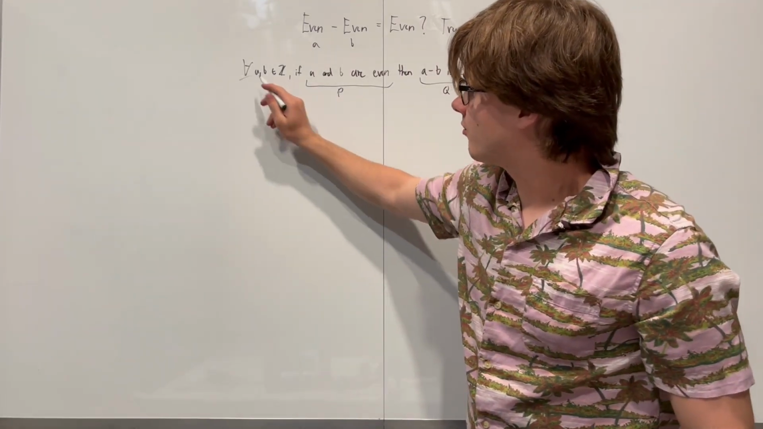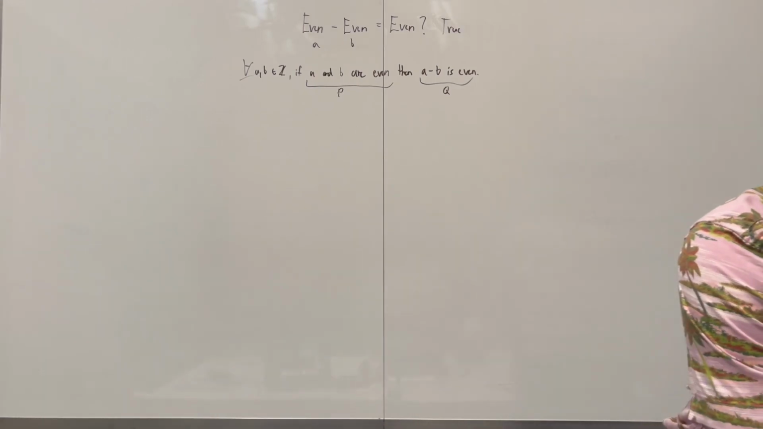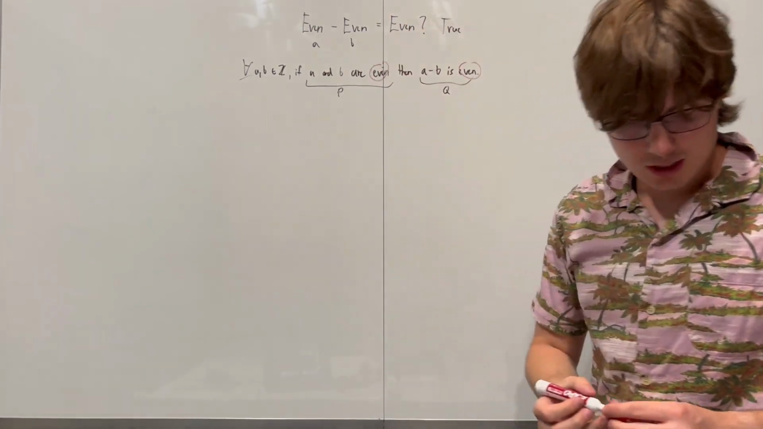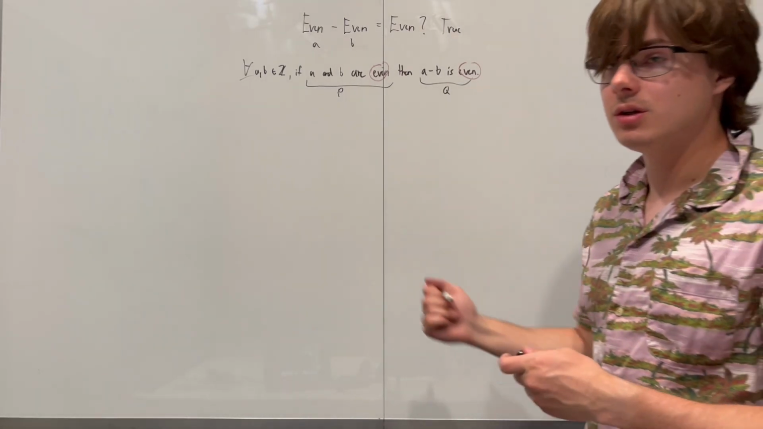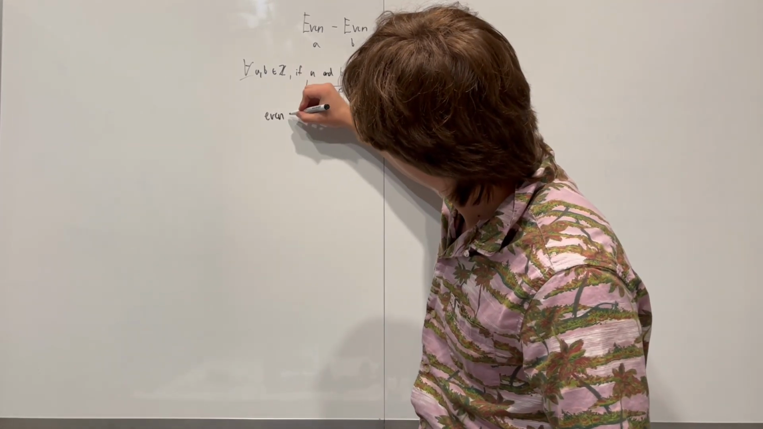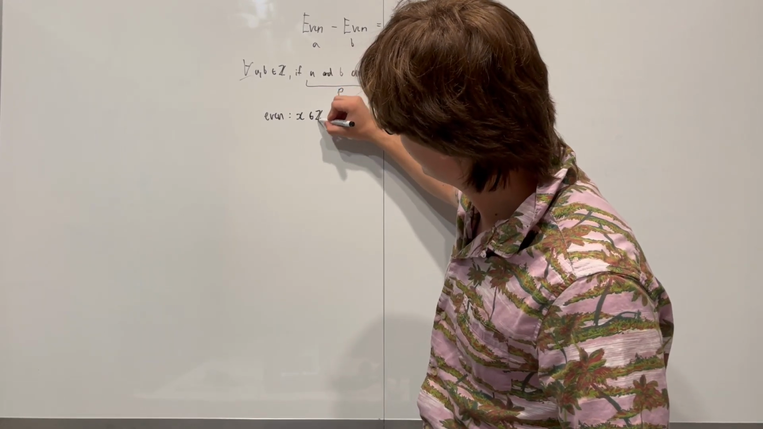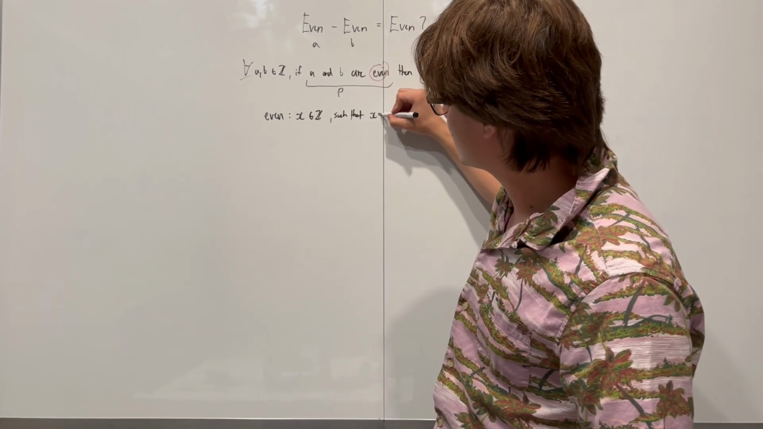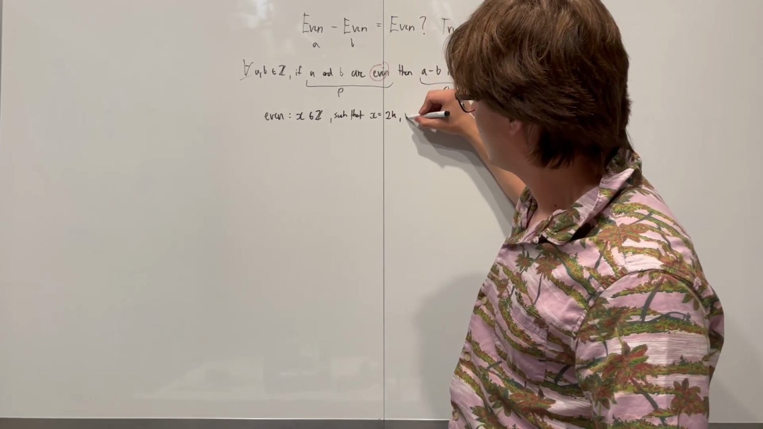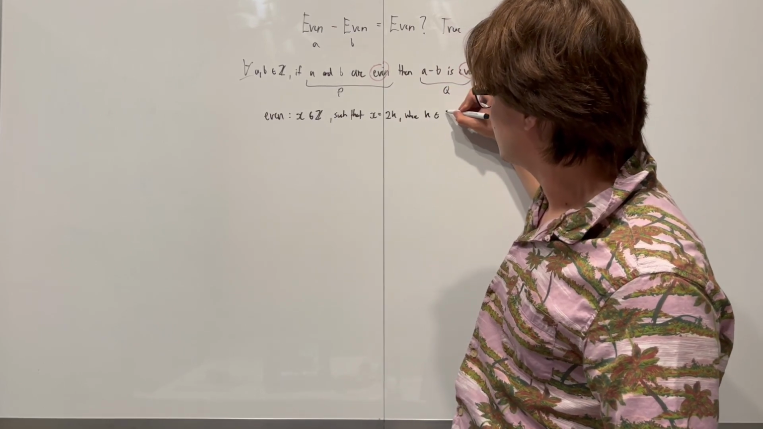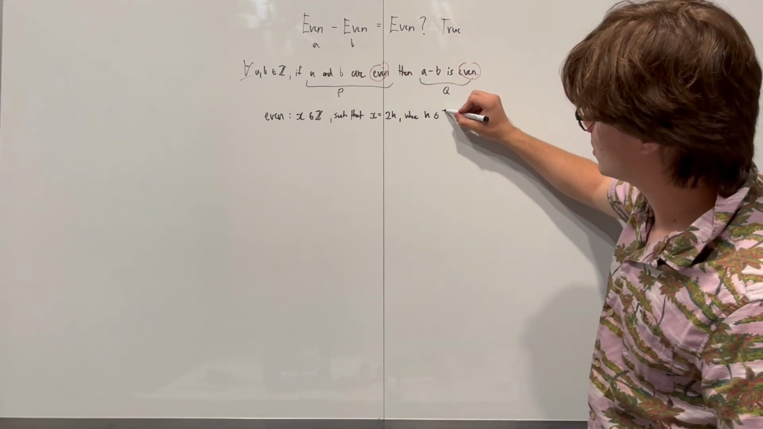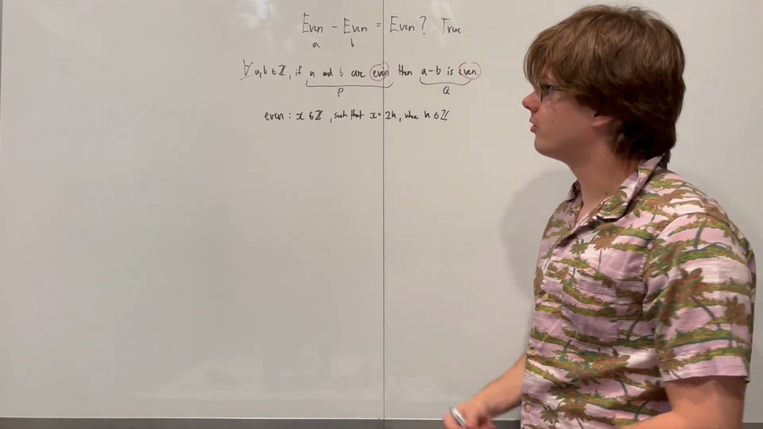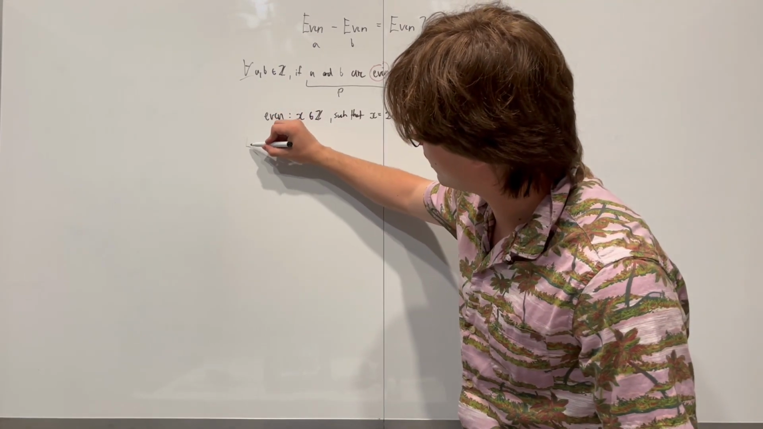So this is a for all statement. And what are we using here? We're going to be using the definition of even, because that is the only thing in this statement that we need to know. So even is just any number x, that's an integer, such that x can be written as 2k, where k is also an integer.